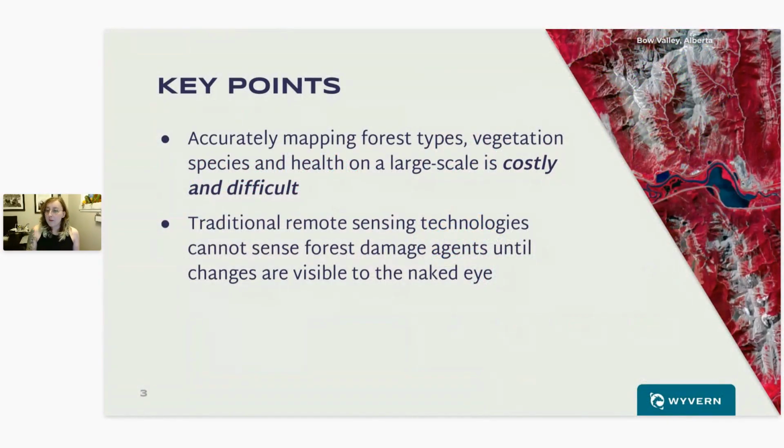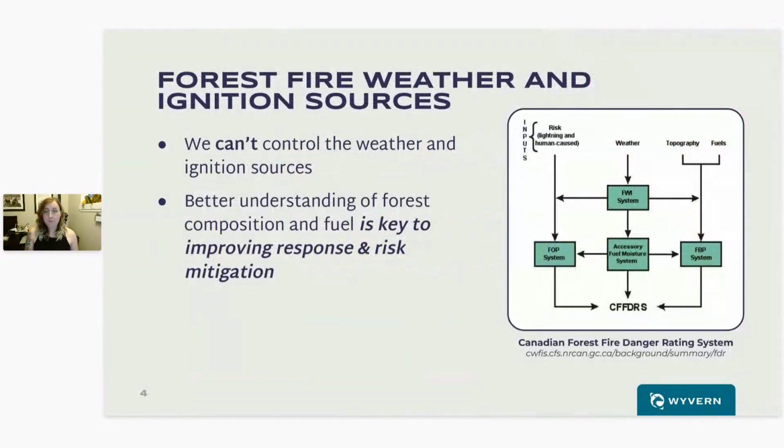There's a couple of key points I want to sort of drive home here. It's really difficult and costly to accurately map forest types, vegetation species, health, and fuel on a large scale. And another really big one is that traditional remote sensing technologies can't really sense forest damage agents like bark beetles until changes are visible to the naked eye. And so these are two really big things that hyperspectral can help out with. I'm not talking about just Wyvern; hyperspectral from lots of different sources is really, really useful.